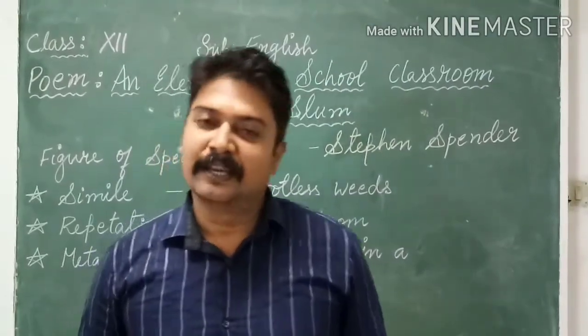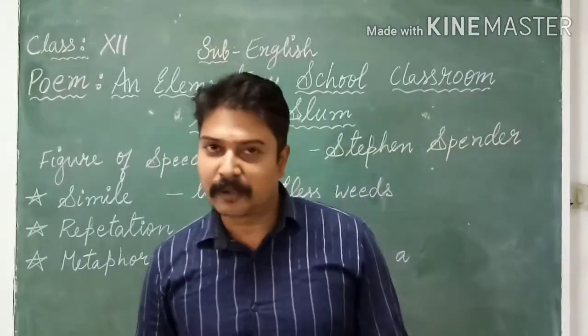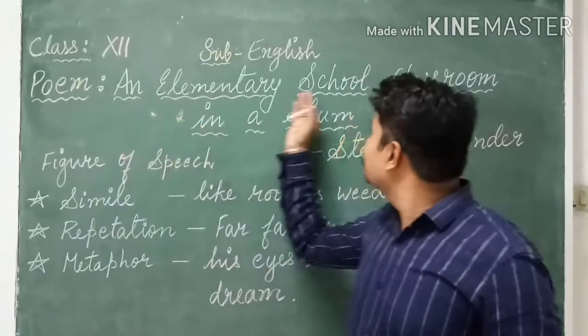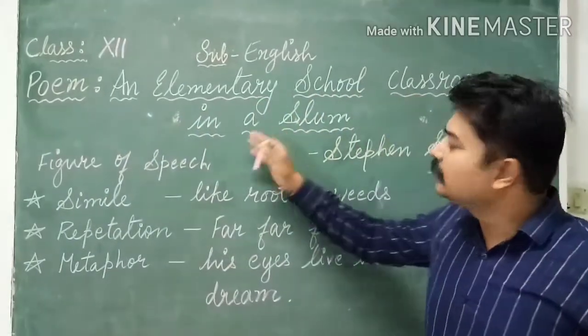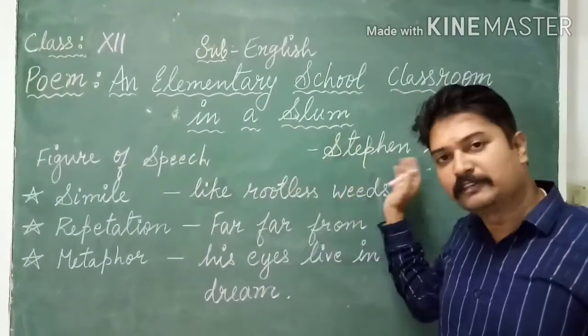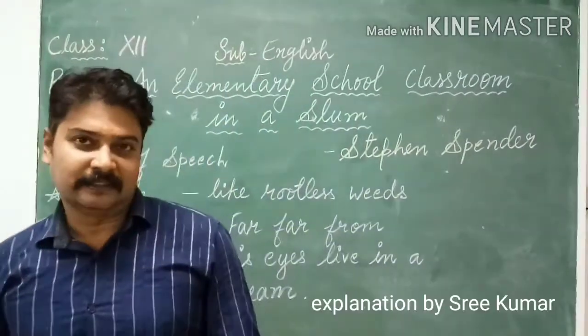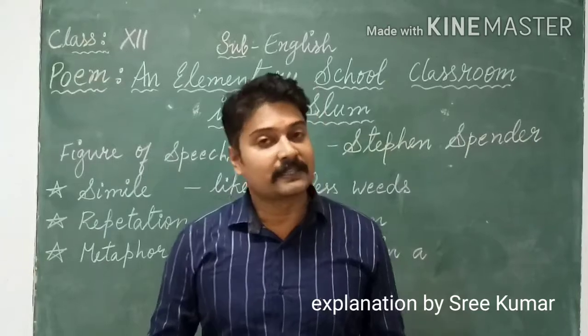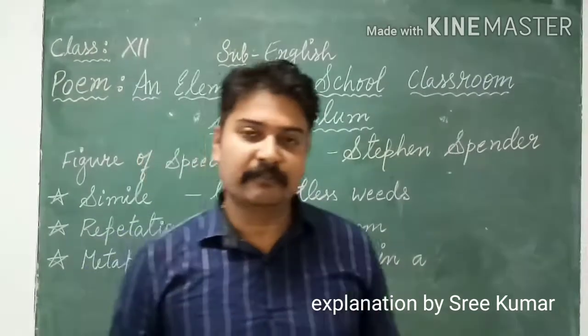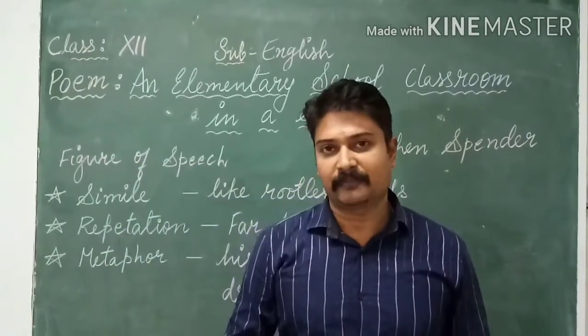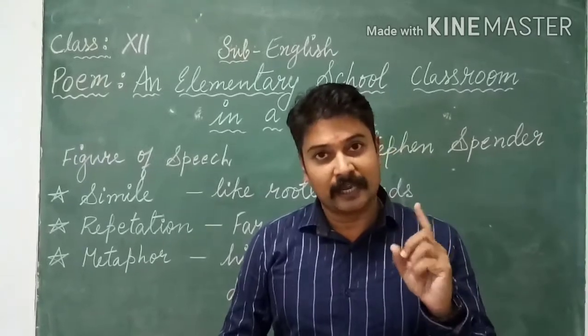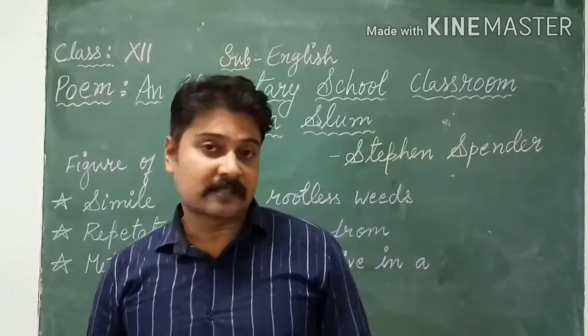Today we'll start with the next poem. The poem name is An Elementary School Classroom in a Slum, written by Stephen Spender. Now, you might have read about the first chapter and the second chapter also, that is Lost Spring. In that chapter, we have learned about the slum area. If you remember, Mukesh and Saheb-e-Alam have been living in a slum.